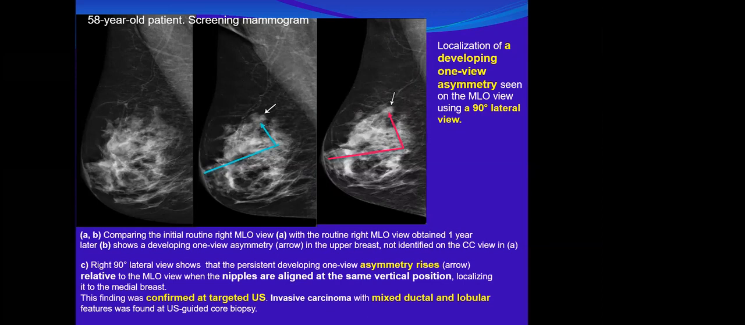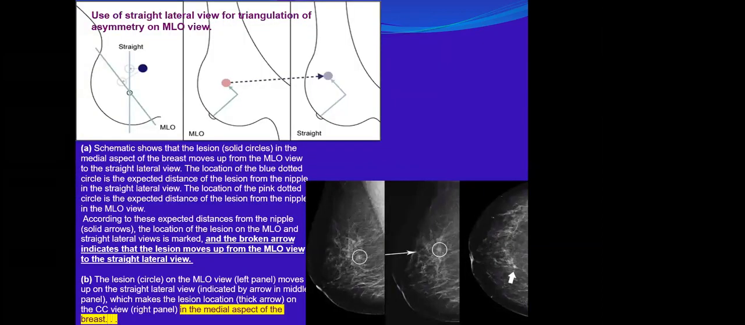Okay, so as we described before, we use the straight lateral view for triangulation of the lesions, for triangulation of asymmetry. This is the lesion here. This line represents the MLO, and this is the straight lateral. When the lesion is here on the MLO and its trace on the straight lateral goes up, that means we are dealing with a medial breast lesion, as seen here, like in our case.